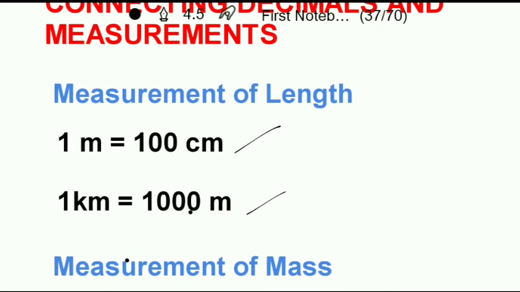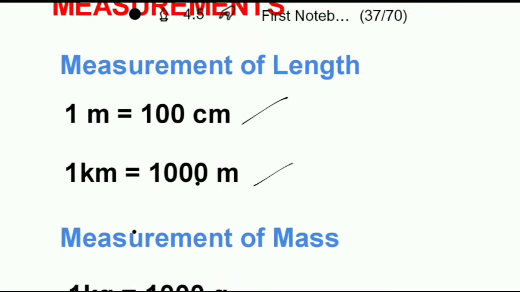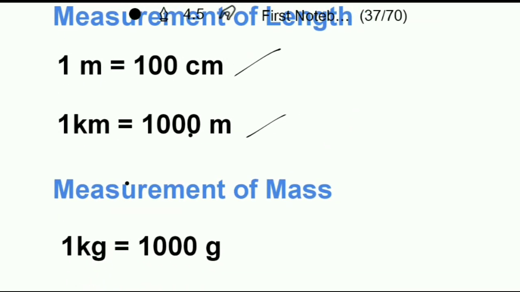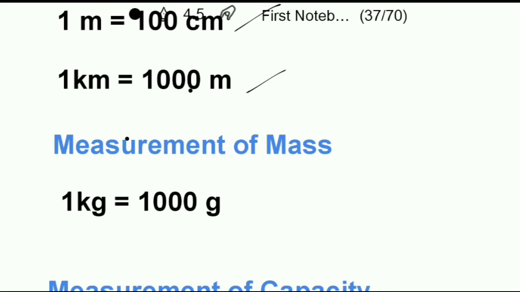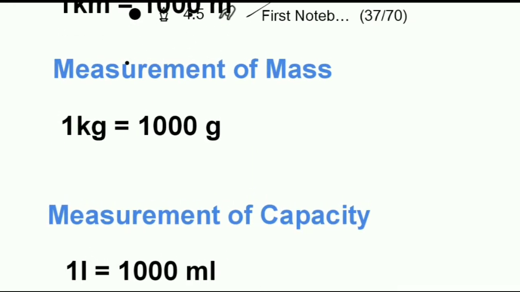So these are the two relations. Measurement of length: 1 meter equals 100 centimeter and 1 kilometer equals 1000 meter. Same for mass. What is the meaning of mass? That is weight. Solid things can come in kg, like sugar. Dal, pulses and all can come in kg, so 1 kg equals 1000 gram.